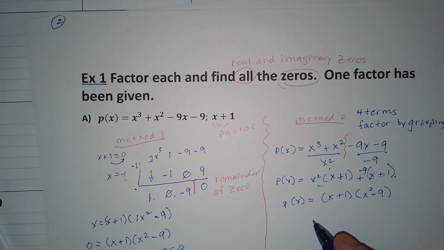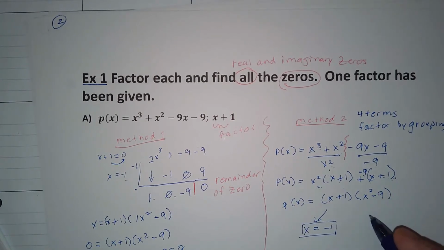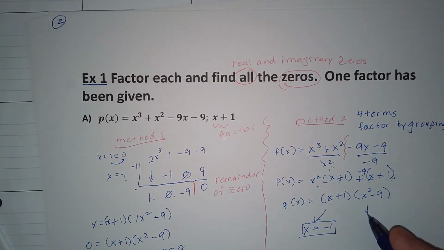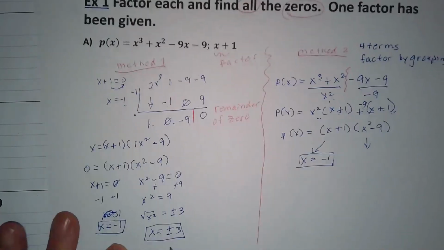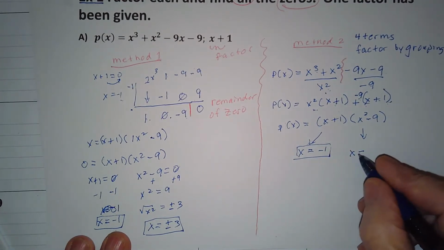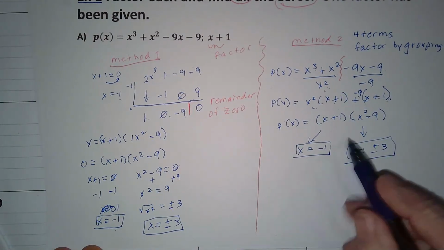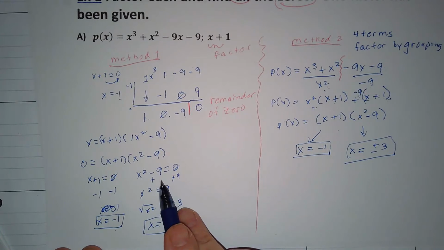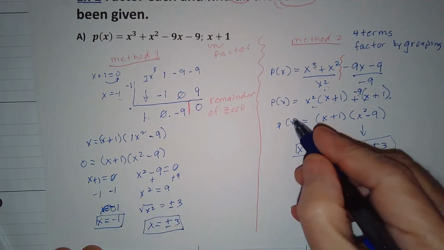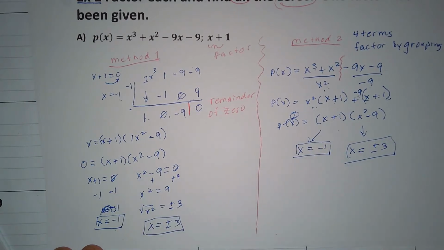So simplifying, we know that x plus 1 factors into x equals negative 1. And over here, x squared minus 9, because we did it over here on the left, we know that factors into x equals plus or minus 3. So we're in the exact same position we were in here, right? And remember, this is now set to 0, so we'll set it to 0. And so the rest of it is the same.